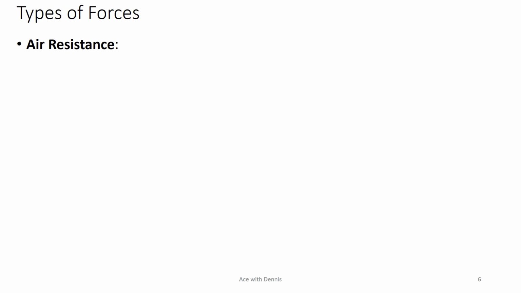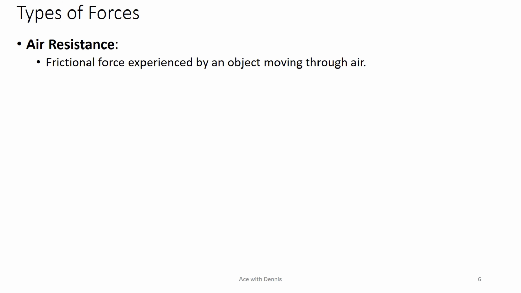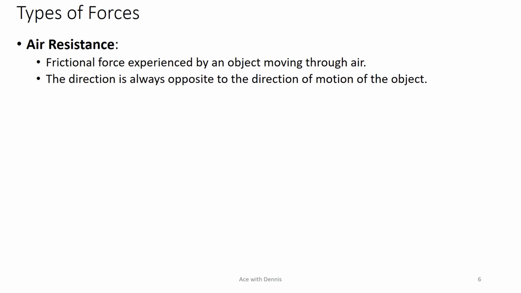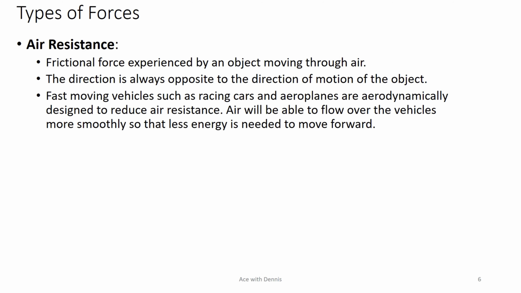Air resistance is a frictional force experienced by an object moving through air. The direction is always opposite to the direction of motion of the object. Fast-moving vehicles such as racing cars and aeroplanes are aerodynamically designed to reduce air resistance. Air will be able to flow over the vehicle more smoothly so that less energy is needed to move forward.